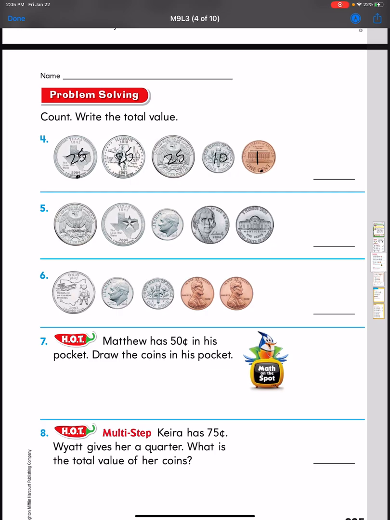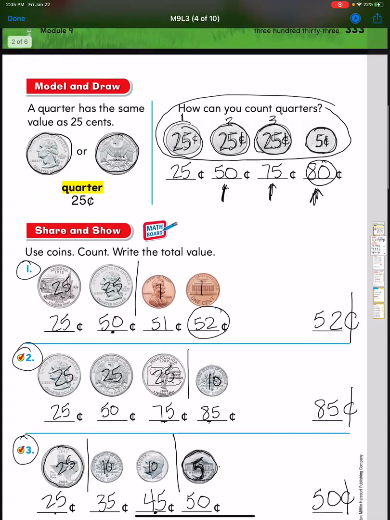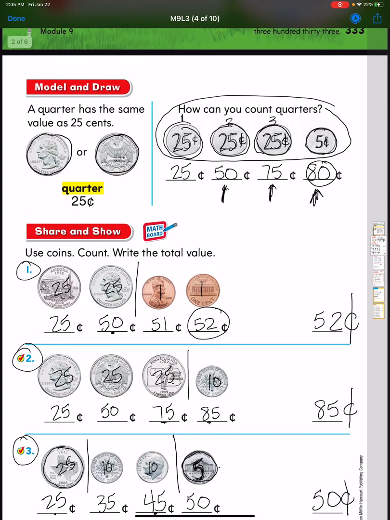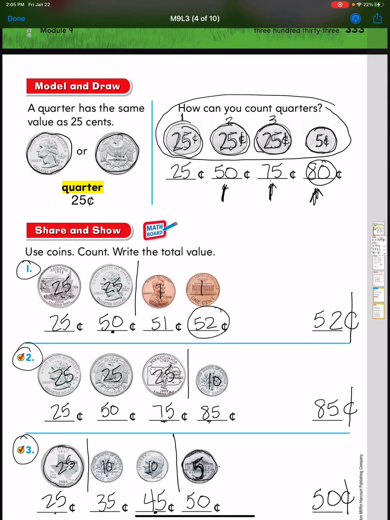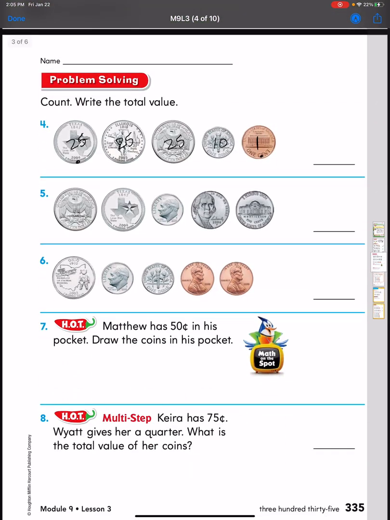So greatest to least. And you can look back and you can see that 1 quarter is worth 25, 2 quarters is worth 50, and 3 quarters is worth 75. So I have 1 quarter, 25, 2 quarters, 50, 3 quarters, 75. And I'm going to stop because I have a different kind of coin.